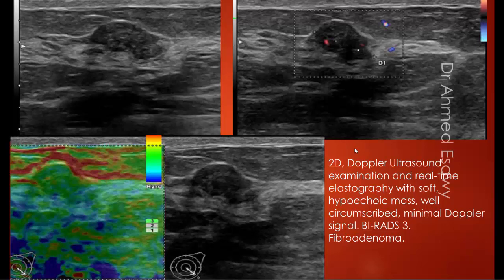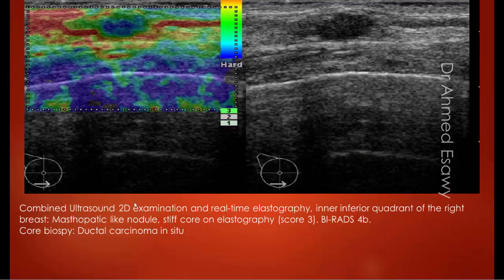Ultrasound Doppler shows real-time elastography with soft hypoechoic mass, well circumscribed, minimal Doppler signal, scored BI-RADS 3, proved to be fibroadenoma. This is in the inferior quadrant of the right breast, ductal carcinoma in situ, mass-like nodule, in elastography score 3, classified as BI-RADS 4B, biopsy confirmed ductal carcinoma in situ.